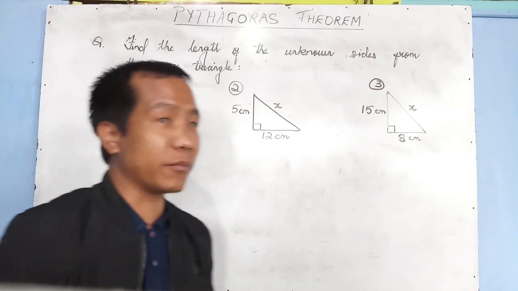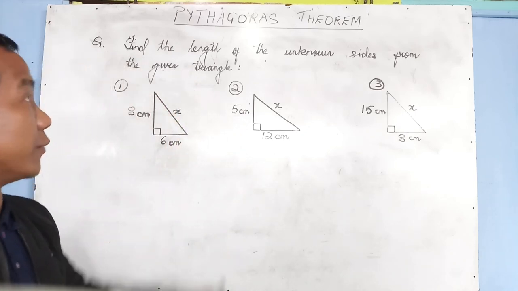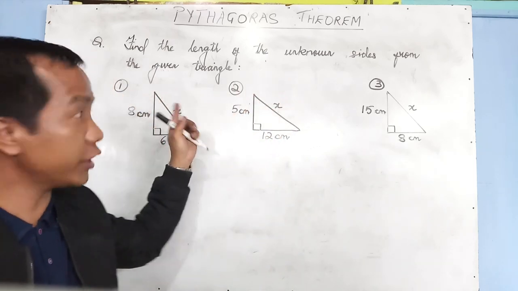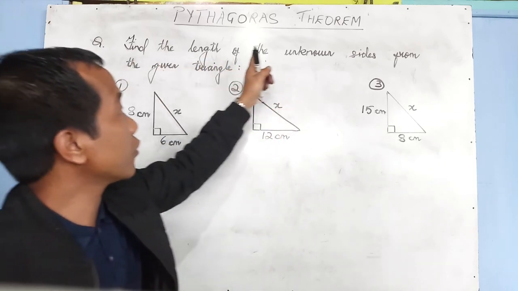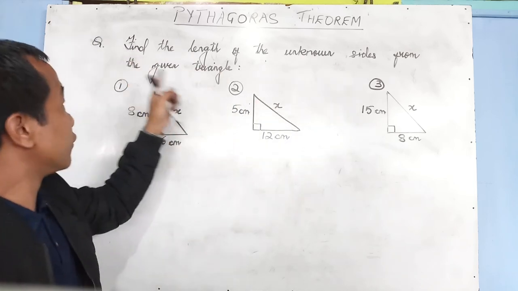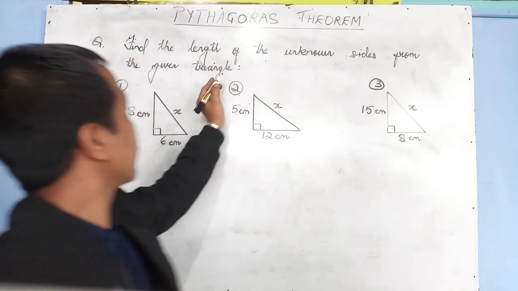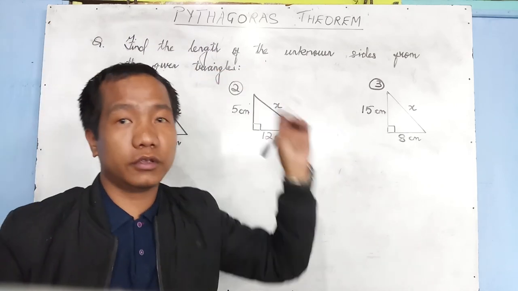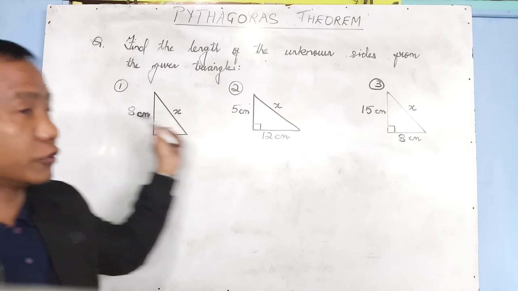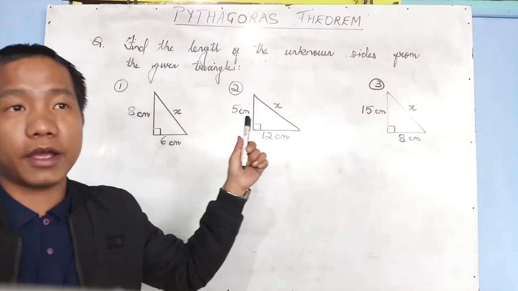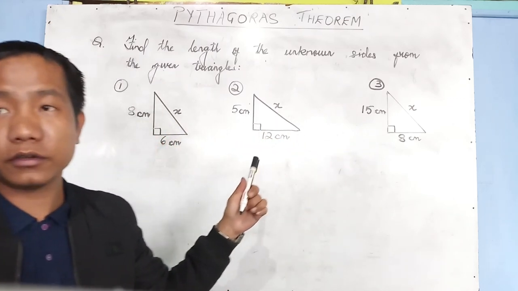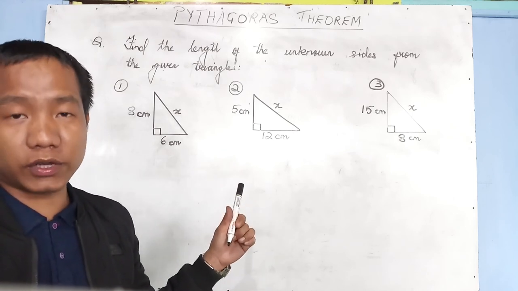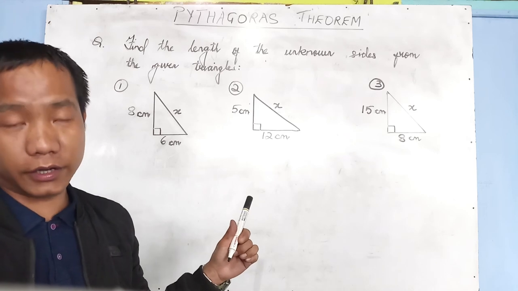Okay, children, I'm going to give you the assignment from the Pythagoras theorem. This is going to be your assignment for this week. Find the length of the unknown sides from the given triangles, 1, 2, 3. You will solve this on paper and submit your answer to your class teacher through WhatsApp before this coming Saturday.